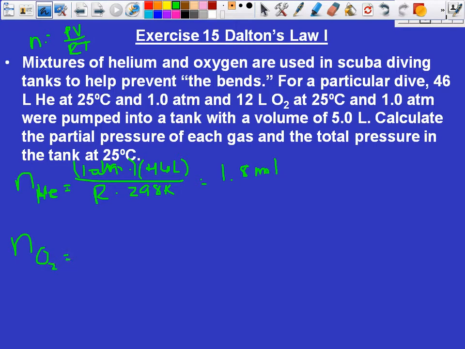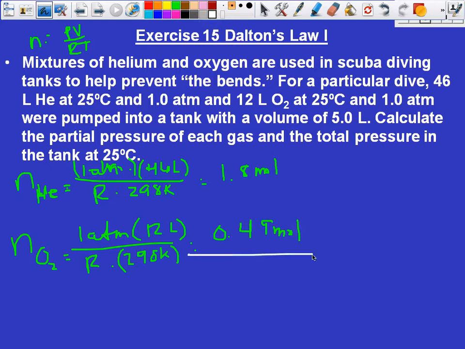All right, now we're going to solve for n of O2. So again, we're going to have 1 atm. We're going to have 12 liters. And then we're also going to have R, again, write out the numerical value and your units, and it's also going to be 298 Kelvin. So there's a large difference in the volume for these, okay? And your moles comes out to be 0.49 moles.